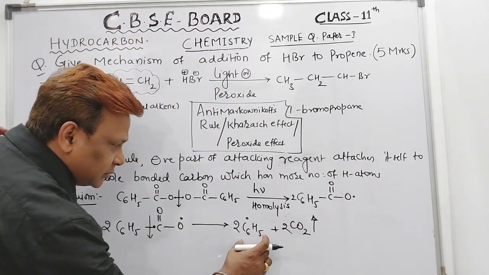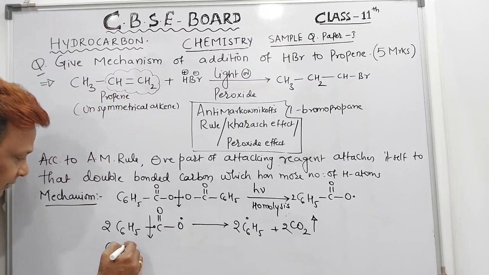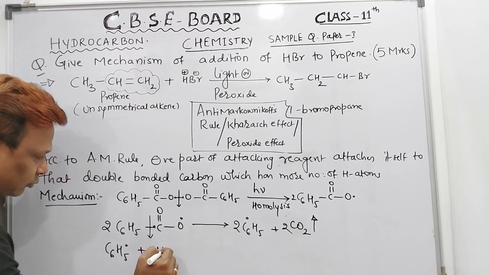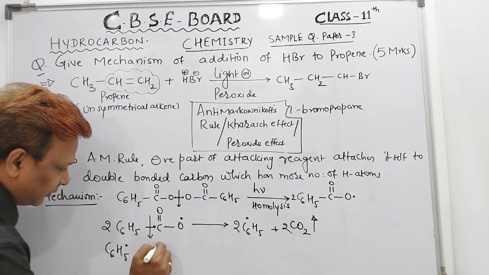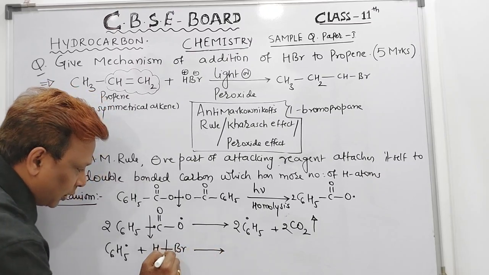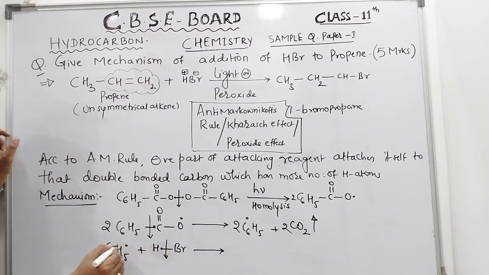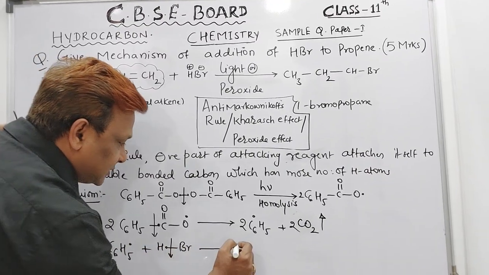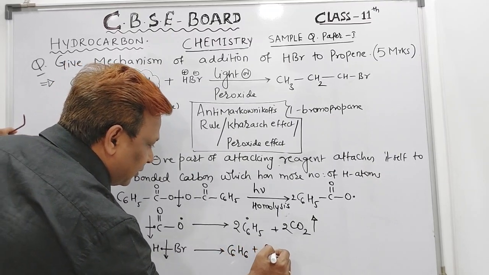Now this radical which we got here, the C6H5 radical, will attack the HBr. See, I will also write HBr in the form of H bonded with Br. Now homolytic cleavage, this H radical will attack the C6H5 radical, and now it forms C6H6. Now the Br radical came off.